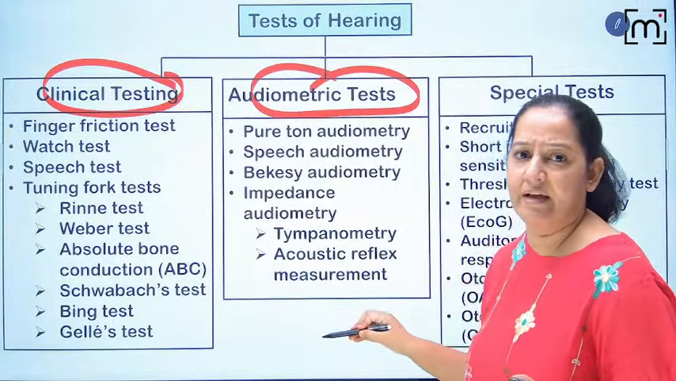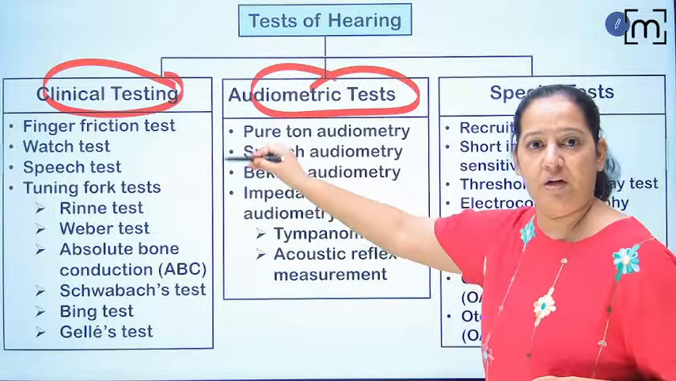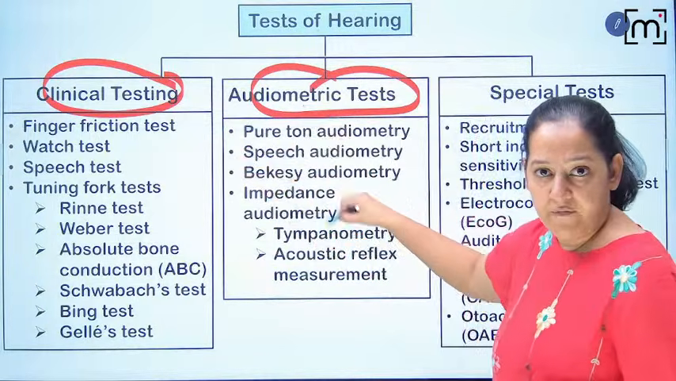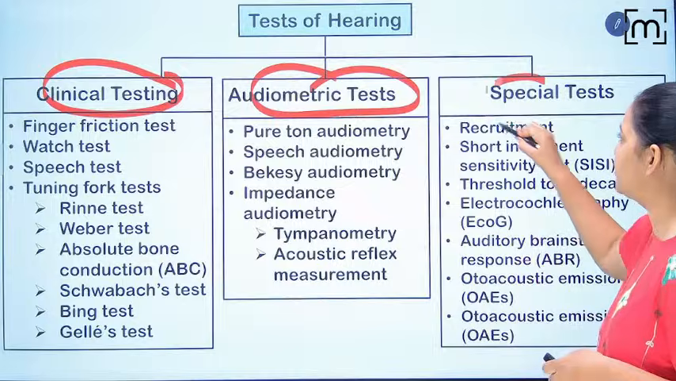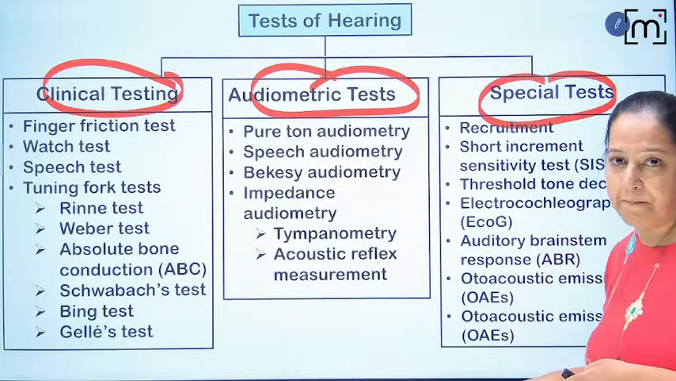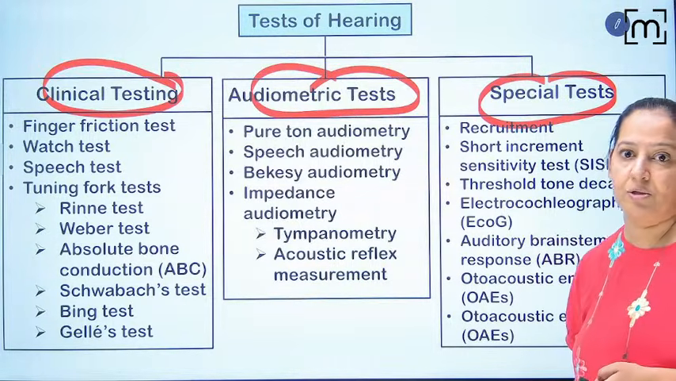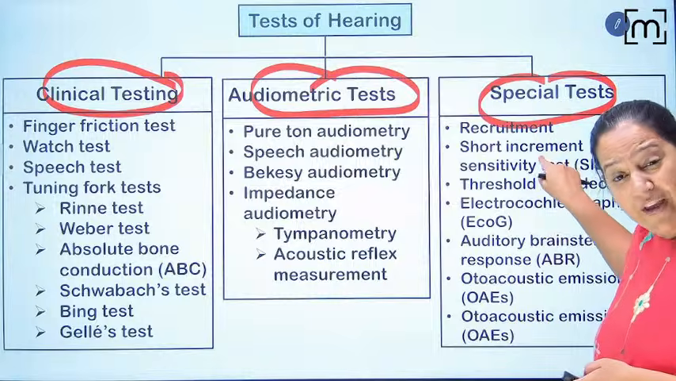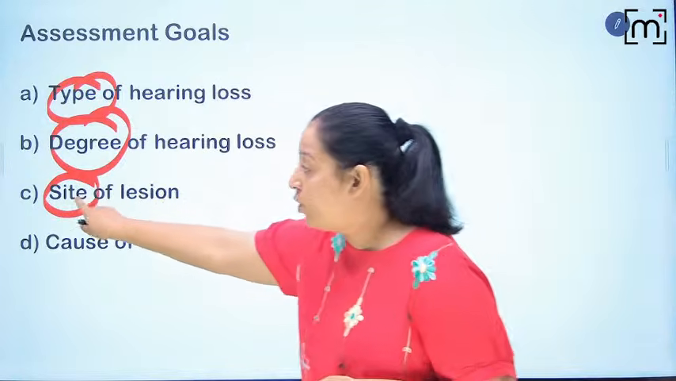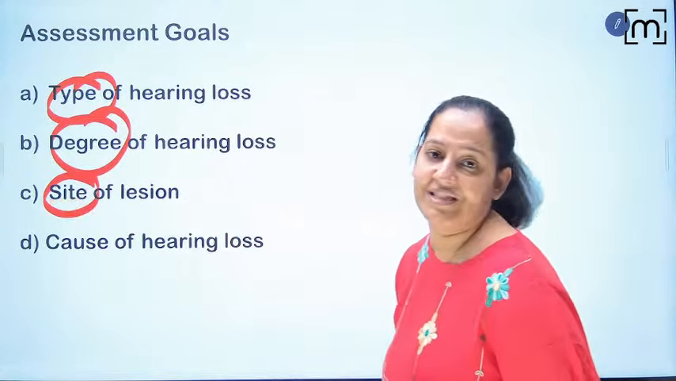I will teach you everything. These are also of 4 types: 4 types of clinical test, 4 types of audiometric test, and there are certain special tests. Among them, 4 or 5 are important. I will teach you the special tests also. They will tell us the exact location of the lesion with the help of the special test.